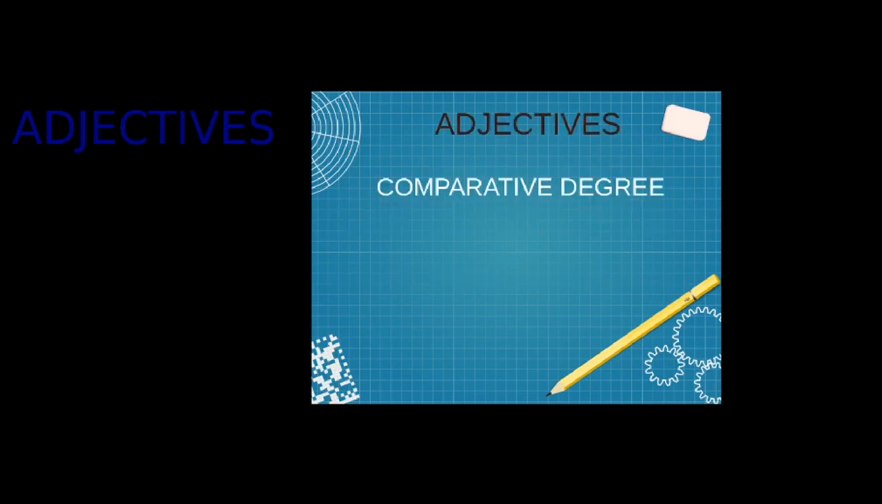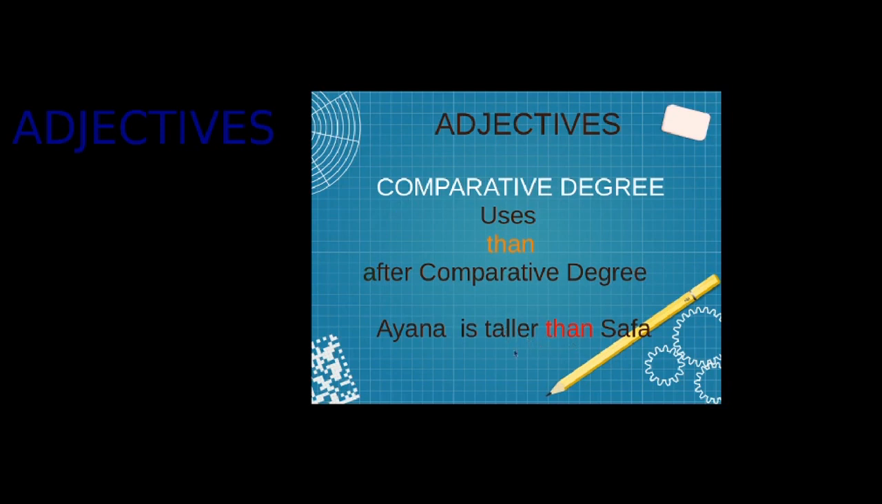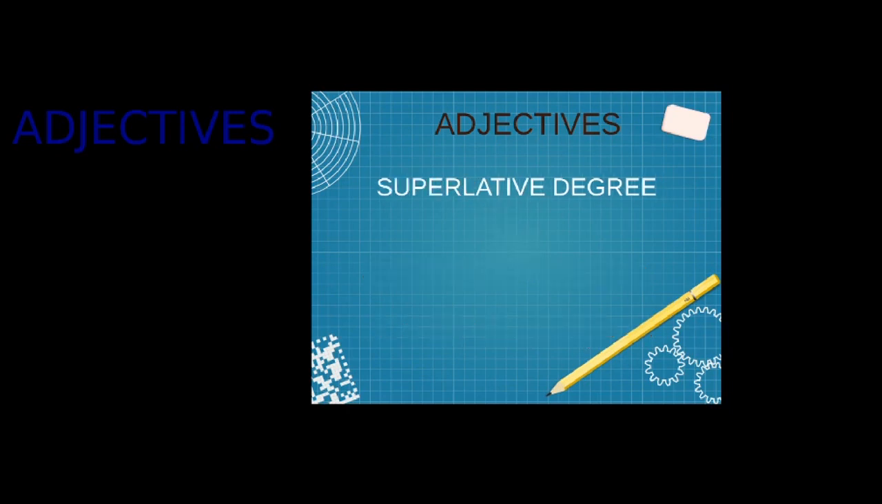So comparative degree uses than after the comparative degree. Ayana is taller than Safa. You find that after this comparative, that is taller, we used than. So when you are using a comparative degree, after the comparative, you have to use than. And in superlative degree, uses the before the superlative.